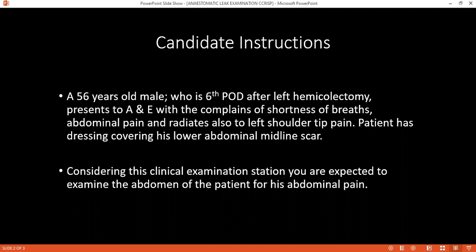Right. So if you've read and understood, considering the clinical examination station, kindly begin. Okay. Hello, I'm Dr. Flera. I'm one of the SHO working in this hospital. Could I confirm your name and age, please? I'm Smith, 56 years old. Hello, Smith. Nice to meet you.